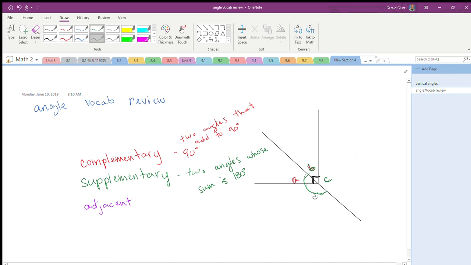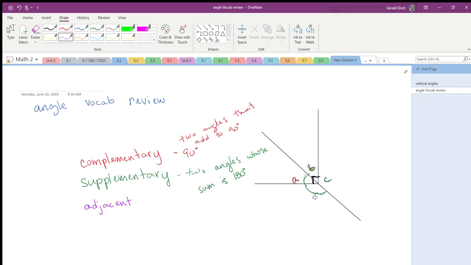Now adjacent, that just means 2 angles that are adjacent to each other or next to each other. So you could pick any 2 angles that are next to each other. So C and D, B and C, B and A and D, any 2 angles that are next to each other.